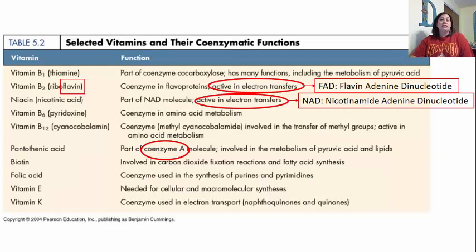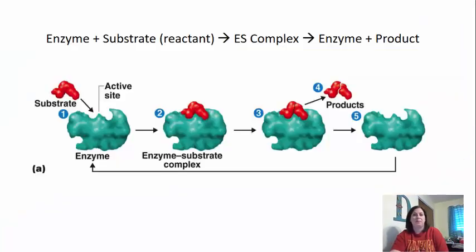So there are some selected vitamins and their coenzyme effects in this particular table. So if you look here, some of them are highlighted for you, like riboflavin. Flavin is going to be active in electron transfer, so like the FAD, that's why it's called flavin adenine dinucleotide, what NAD is going to be part of. And then you can also see the coenzyme A.